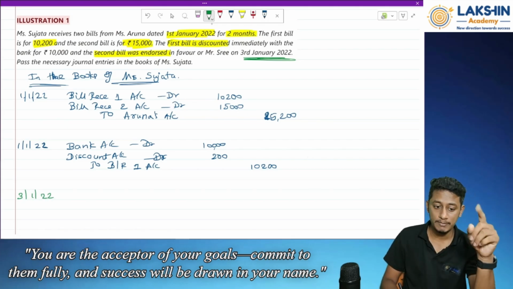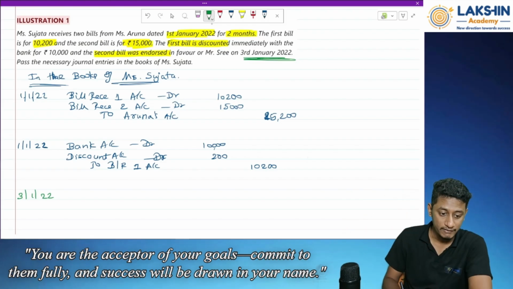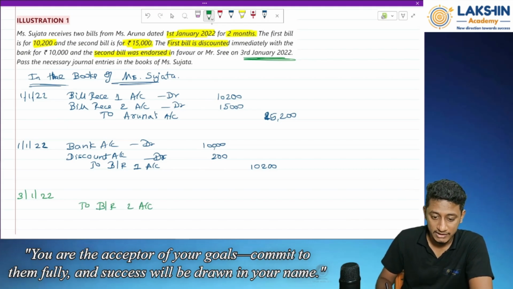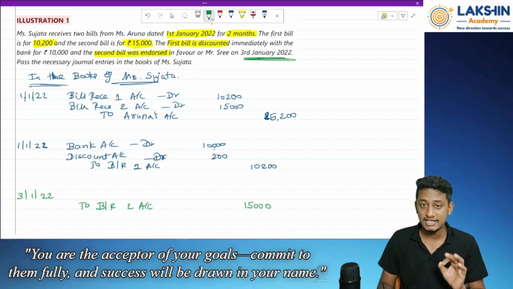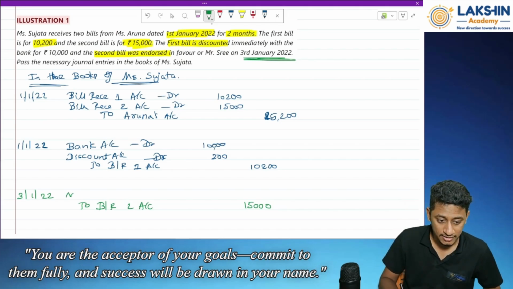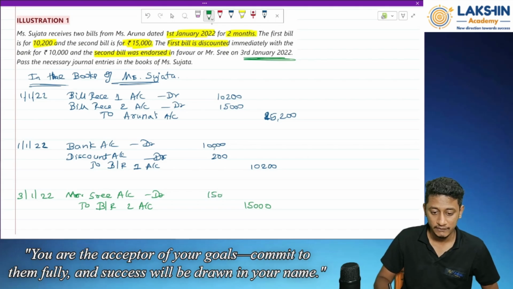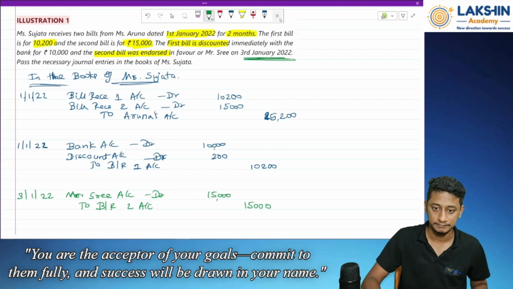First of all, I need to give the bill. So the bill is going out of my books. Whenever a bill goes out, which was an asset, it is going out. Therefore, I will reduce the balance. So, to bill receivable two account. How much is the value of the second bill? 15,000 rupees. Now, in whose favor am I endorsing it? Mr. Sri's account, who was a creditor to us. By debiting his account, I will clear his balance. Since I have given him the bill, he is no more supposed to ask me for the money. Mr. Sri's account is debited by rupees how much? 15,000. Yes, this is how you pass all the entries. And we are done with illustration number 1 also.